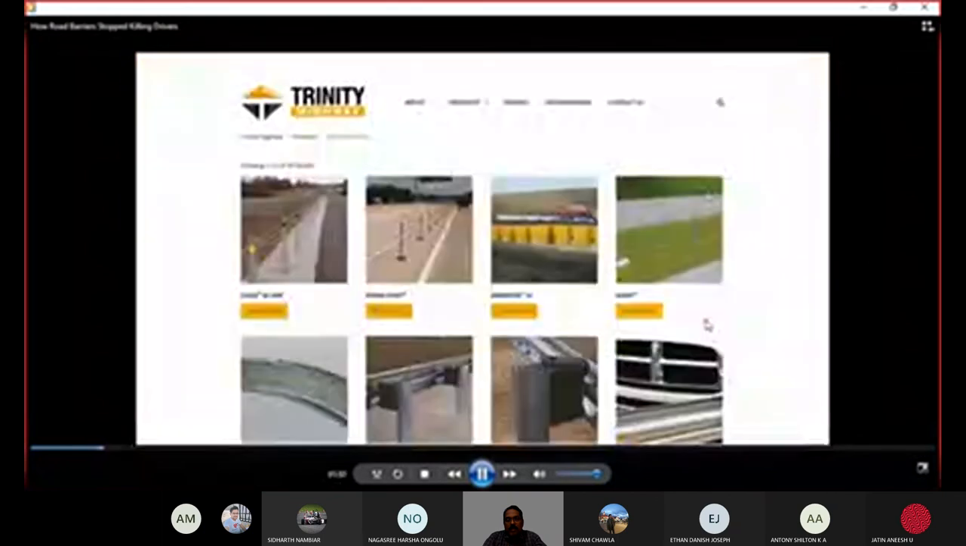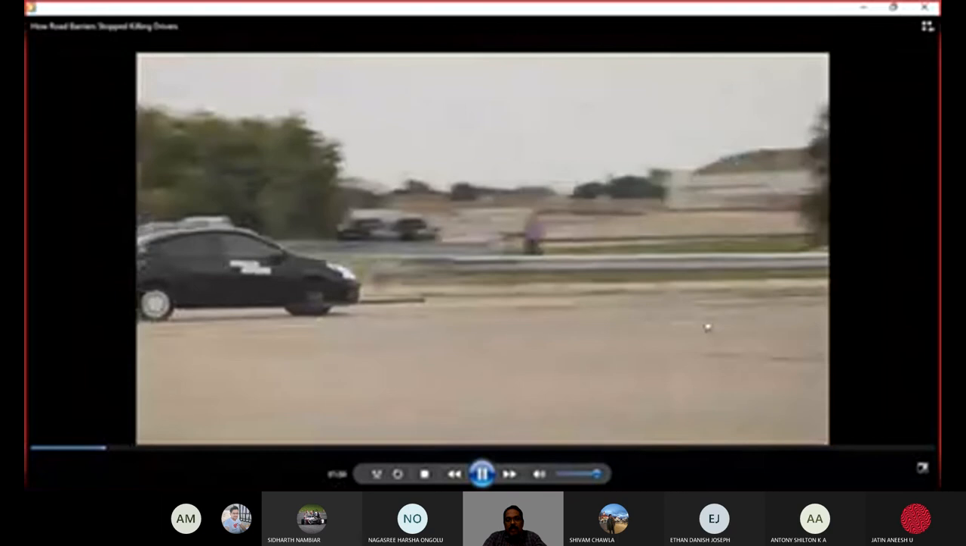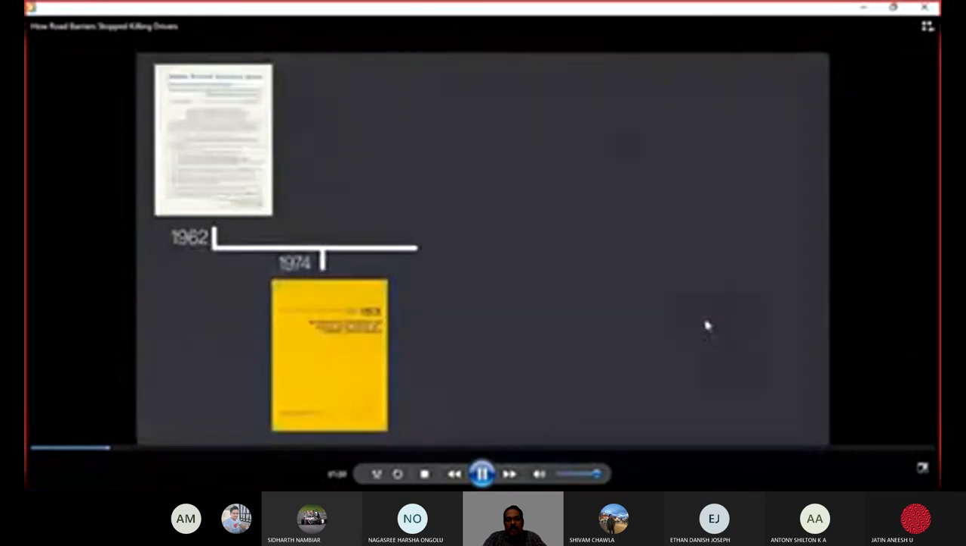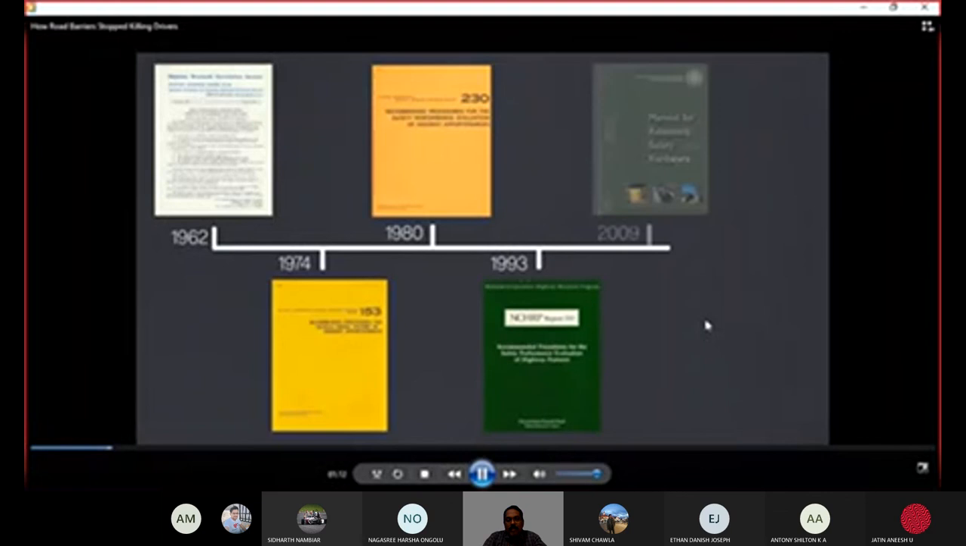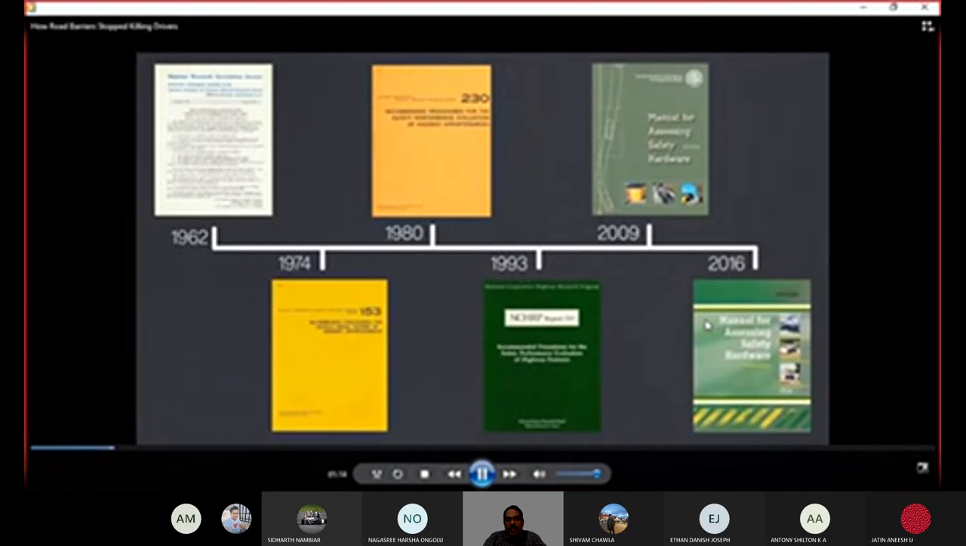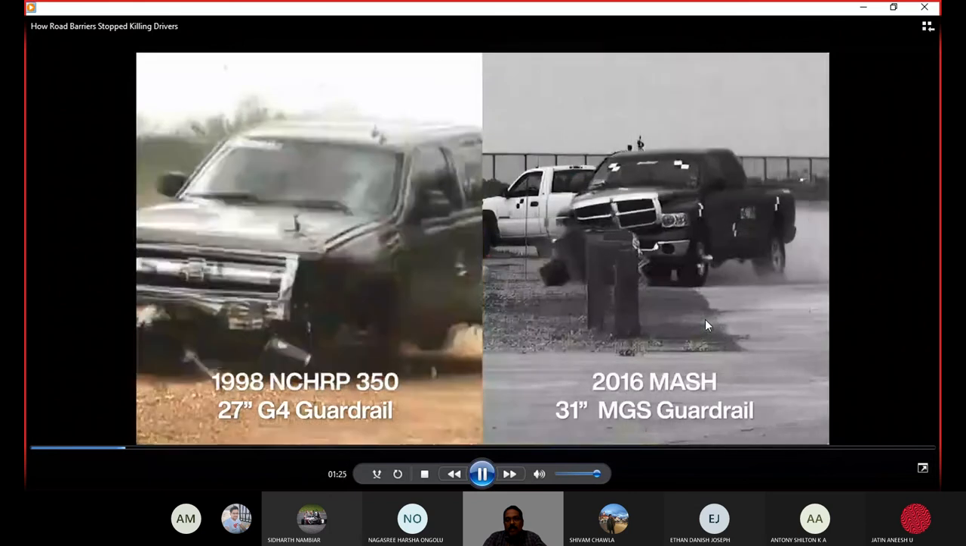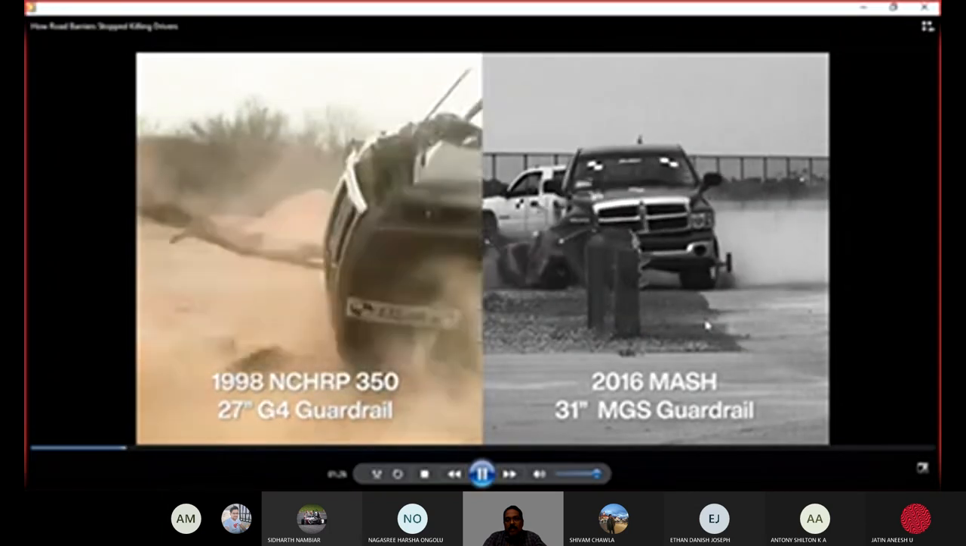Roadside safety equipment is made by different companies, and their products undergo real-life crash tests to prove their products work. In the United States, that standard has gotten more rigorous over time, and the latest is MASH, or the Manual for Assessing Safety Hardware. Compared to the older 1998 standard, MASH uses heavier vehicles, faster speeds, and higher angles. MASH-rated equipment has to be built better to handle the much higher impact forces.